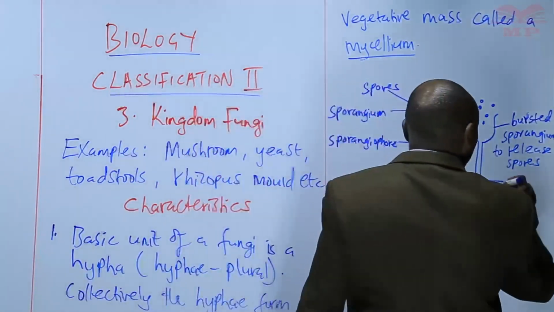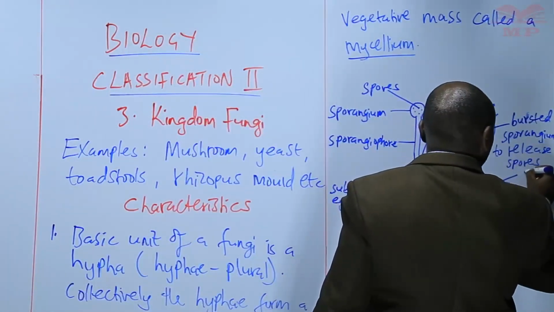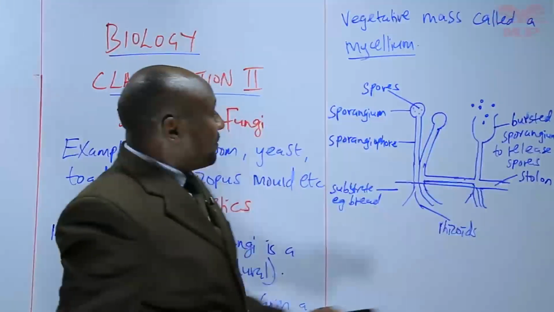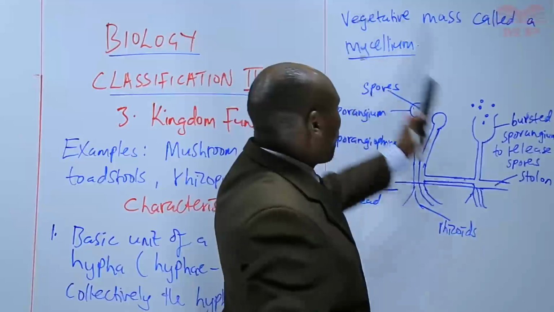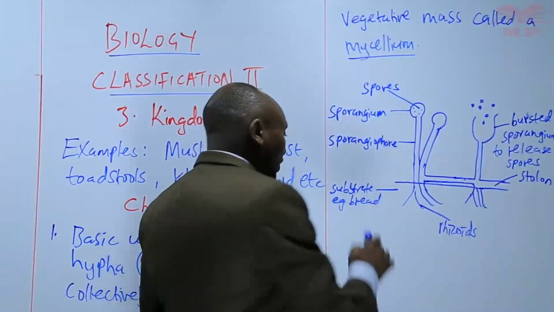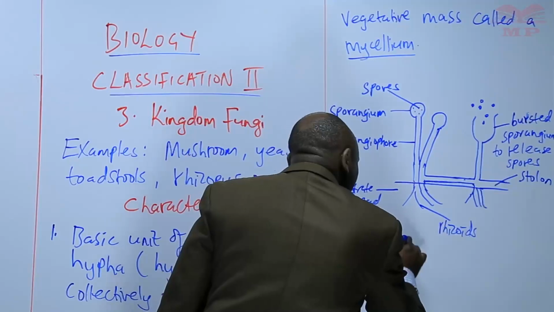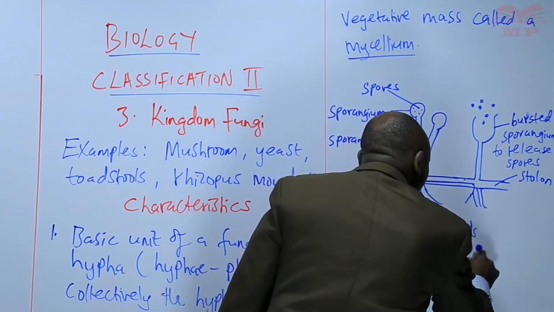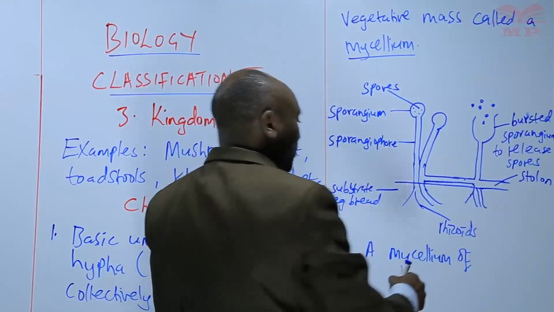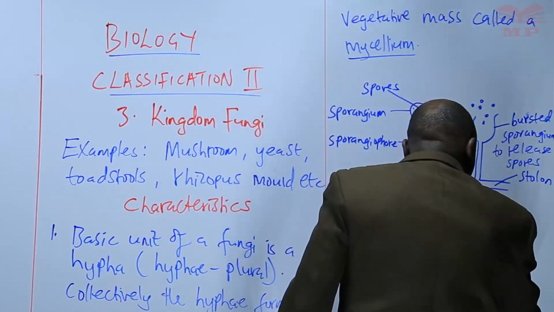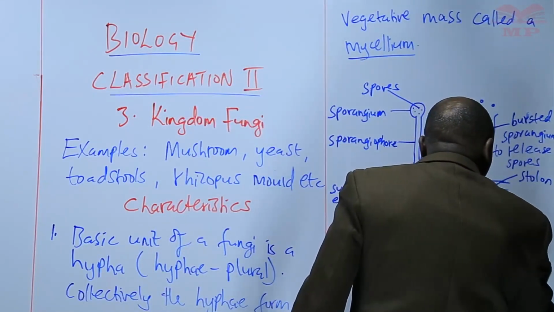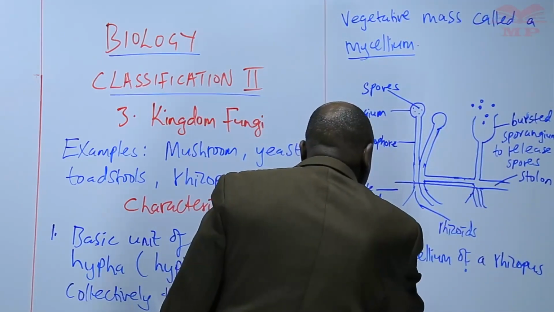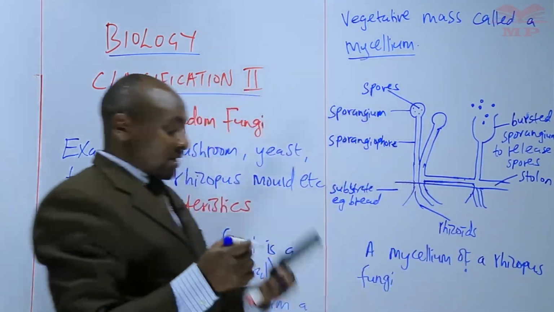Then we have the horizontal one. This is called the stolon. So the entire mass is what we are calling a mycelium. So this one is a mycelium of a Rhizopus fungus.